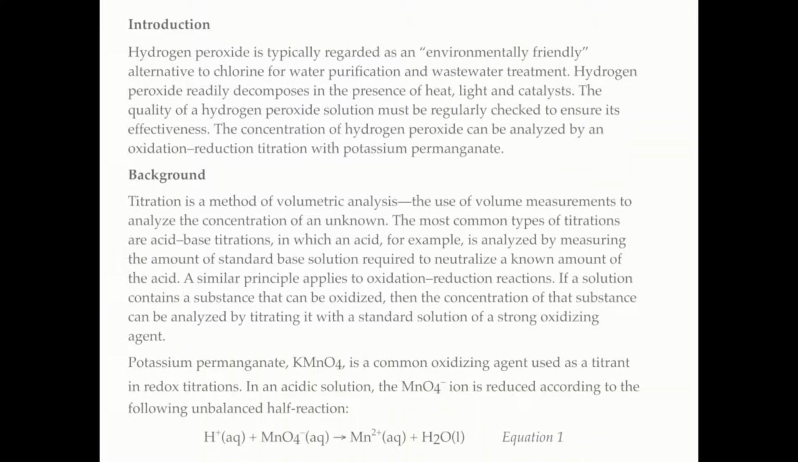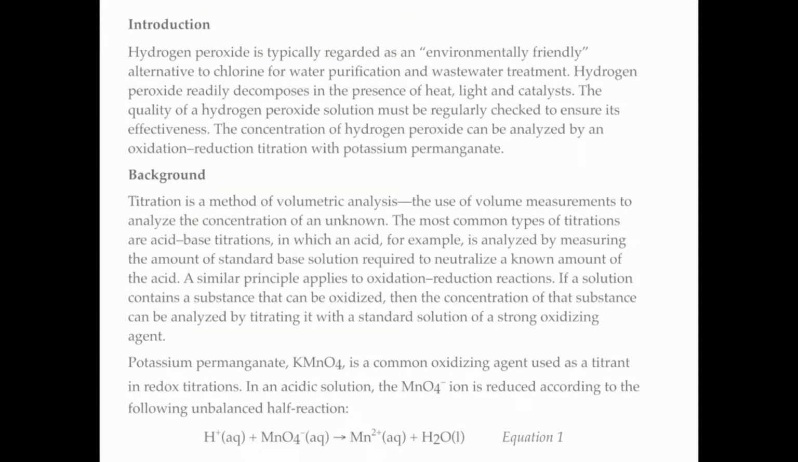Hydrogen peroxide is typically regarded as an environmentally friendly alternative to chlorine for water purification and wastewater treatment. Hydrogen peroxide readily decomposes in the presence of heat, light, and catalysts. The quality of a hydrogen peroxide solution must be regularly checked to ensure its effectiveness. The concentration of hydrogen peroxide can be analyzed by an oxidation reduction titration with potassium permanganate.